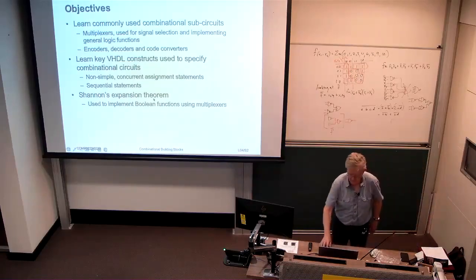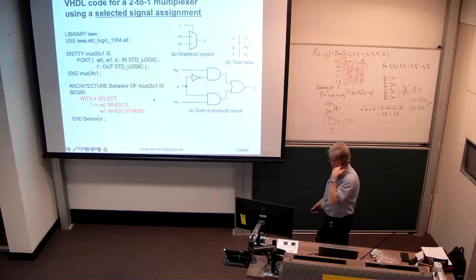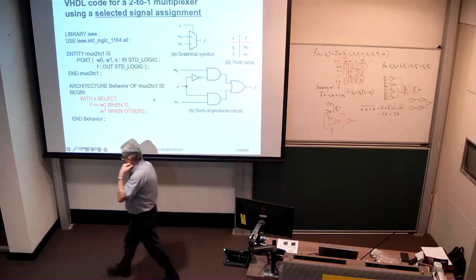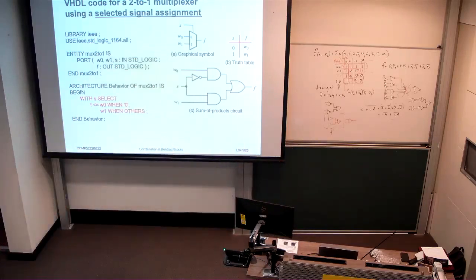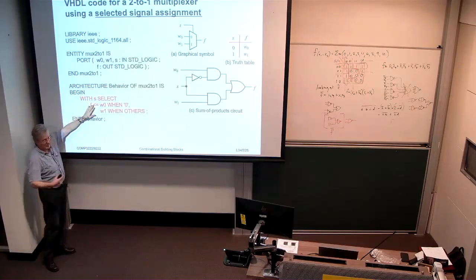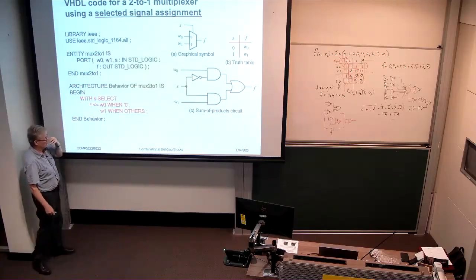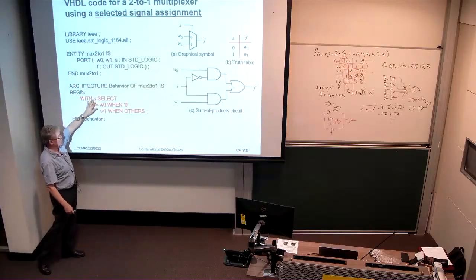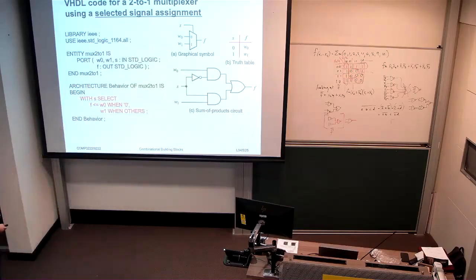Right, so just a recap of where we were. We looked at several different ways to specify 2-to-1 muxes using different non-simple concurrent assignment statements. The first one of which was this selected signal assignment, which has this syntax: with some signal select, make an assignment to a particular other signal based on what values that signal might have. So in this case, we're specifying a 2-to-1 mux, so there's only two alternatives really.